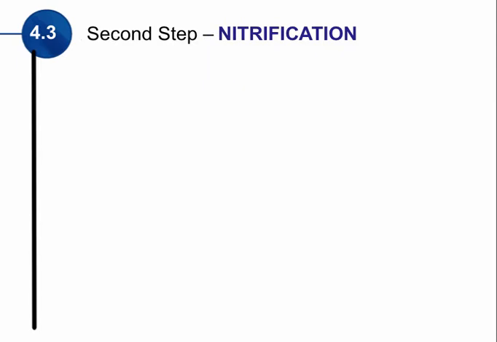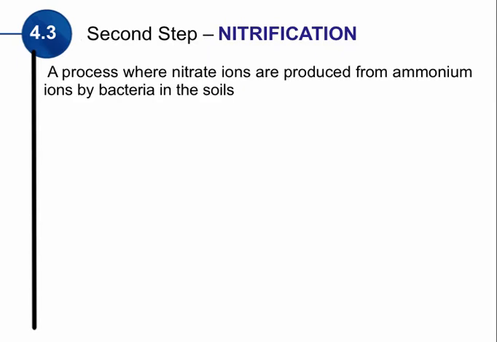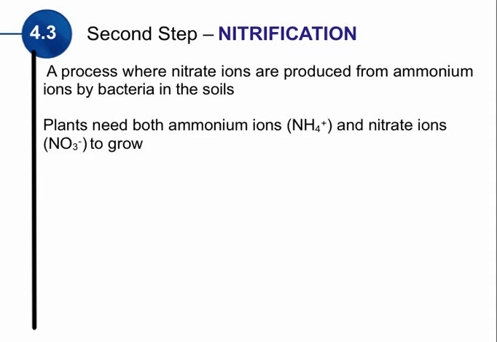And then we have the second step called nitrification. And what happens in nitrification? Now, this is the process where the nitrate ions are actually produced from the ammonium ions by the bacteria in the soils. So another bacteria takes over. And plants need both the ammonium, NH4, and the nitrate ions, NO3, to grow. So it's this bacteria that does this process.